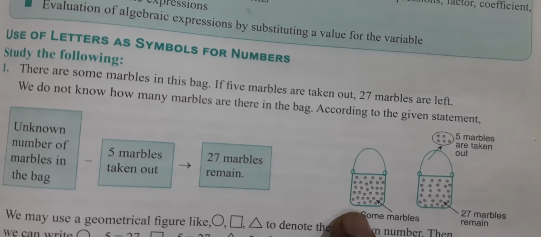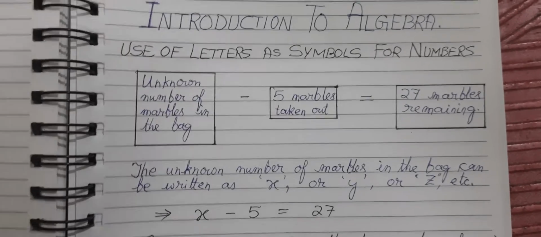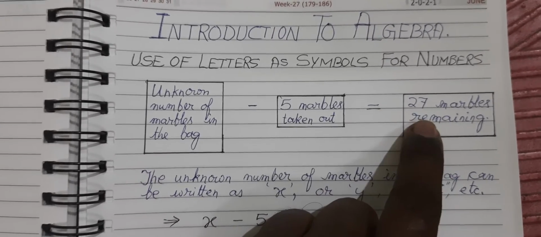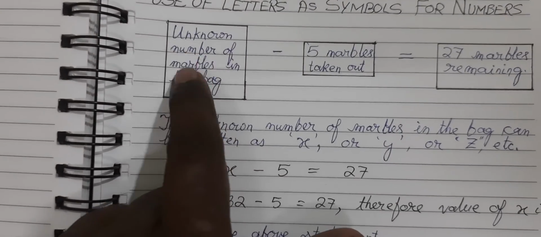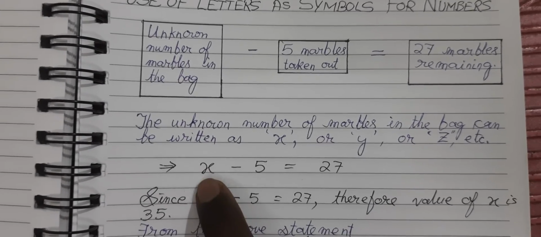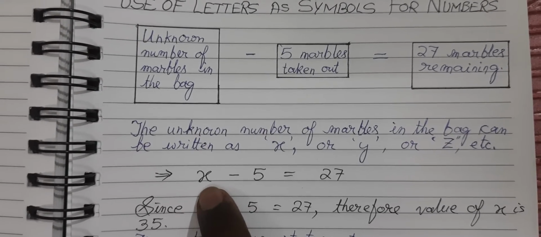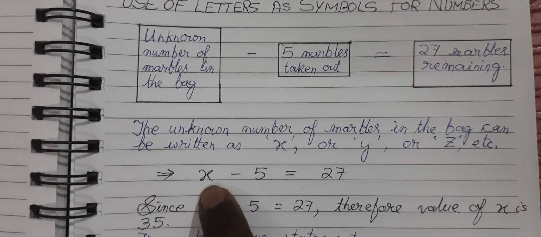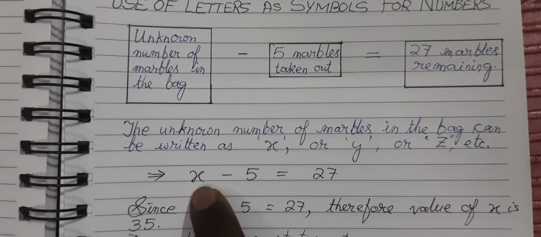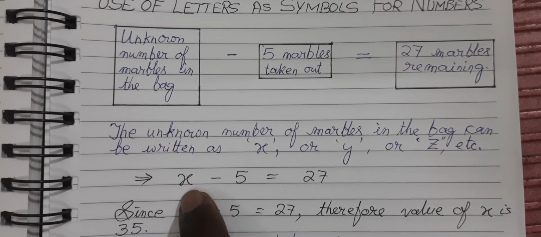So what is the number of marbles which were there originally? This particular statement can be represented like this. Like you can see over here, unknown number of marbles minus 5 marbles equals to 27 marbles remaining. So this unknown number of marbles in the language of algebra can be written as any alphabet. So I have given X. Alphabet is the set of letters in English starting from A, B, C, D, E, F, G, H, I, J, K and so on till X, Y, Z. So any alphabetical letter you can use. I have used X.